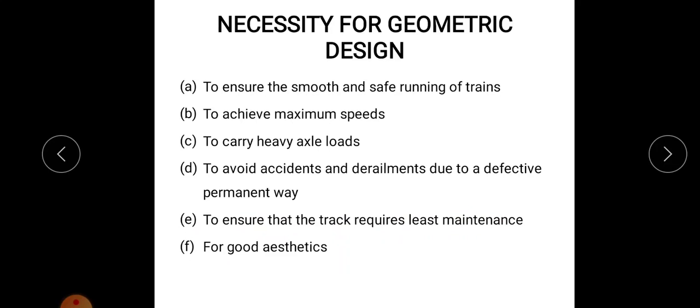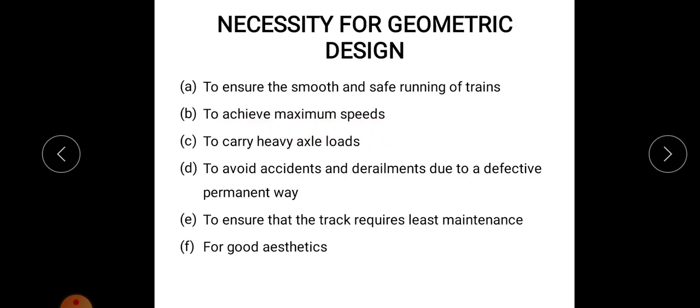So next is the necessity for geometric design. Why are we doing the geometric design of a railway track? So first necessity or first objective is to ensure the smooth and safe running of trains. That is, if you are not doing the geometric design and simply laying a railway track, the movement of the train will not be smooth. There will be jerking. So in order to ensure the smooth and safe running of trains, we are doing geometric design, and also by doing this we can achieve maximum speed even on curves.